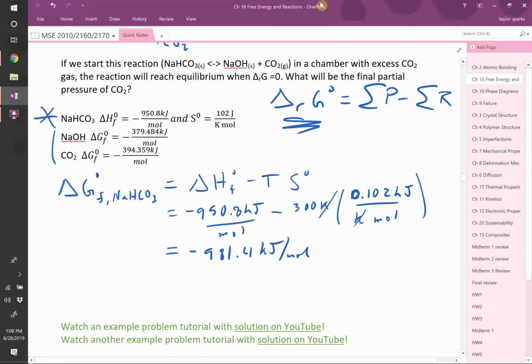So we're adding together, we're subtracting those. So you add together the two products, and you make sure to multiply them. Like in this case, it's 1 mole of each, so we don't have to multiply by any number. We just add together NaOH and CO2, and then we're going to subtract from that NaHCO3. And the numbers we're using are the delta GF naught. That's going to be for NaHCO3, and the other two are given in the problem.